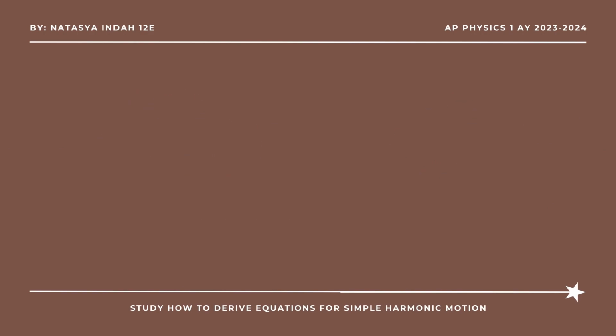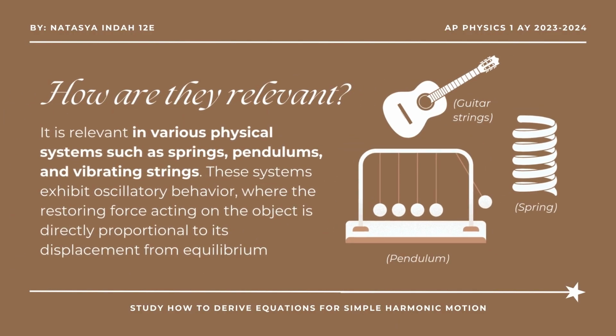Now, how is it relevant? Simple harmonic motion is relevant in various physical systems such as springs, pendulums, or even vibrating strings such as guitars. These systems exhibit oscillatory behavior where the restoring force is directly proportional to the displacement from equilibrium.